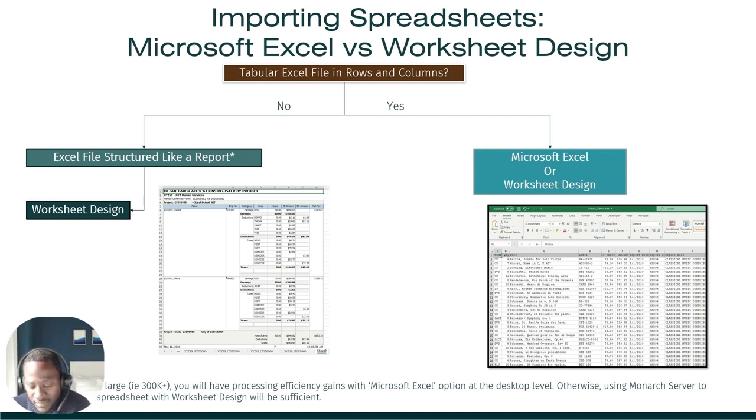The main takeaway of this bullet point is for those customers that have, or are interested in the future in purchasing, the Monarch server application, where you can automate your processes. The option you choose here matters. In other words, you can process larger spreadsheets using that server application.